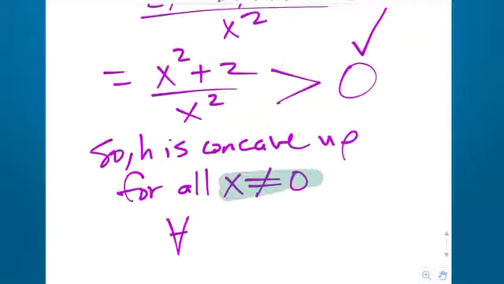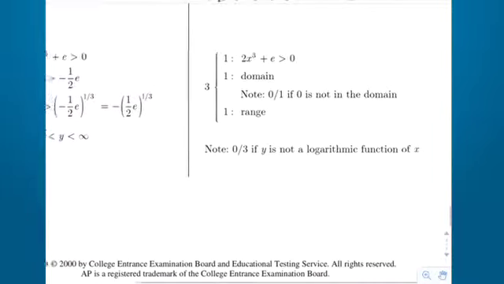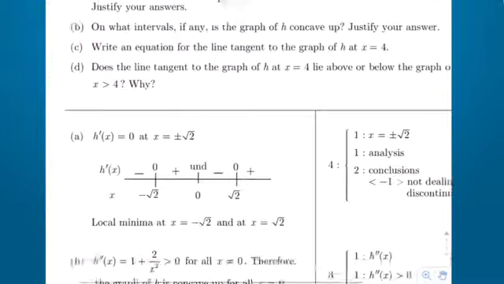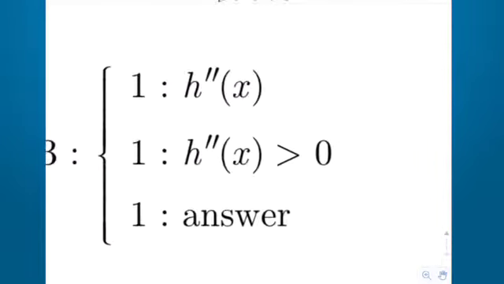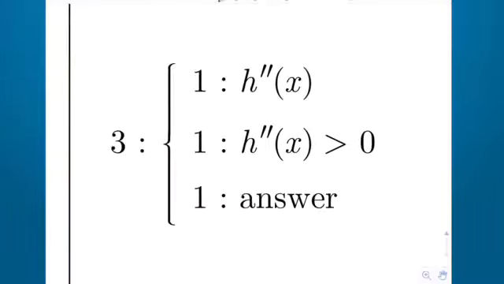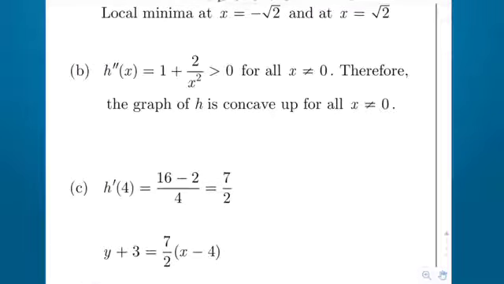If you want, remember, you could use this symbol for all, the upside down, capsized, capital A. Pretty neat, the real symbol, for all x not equal to 0. All right, so that was worth, let's see, we're down here. You got 3 checks for that. Wow. 1 for the second derivative, 1 for showing that it was greater than 0, and then 1 for the answer. And look, they said therefore. That's a lot of letters, right? We just write so usually. That's a lot faster. H is concave up for all x not equal to 0.